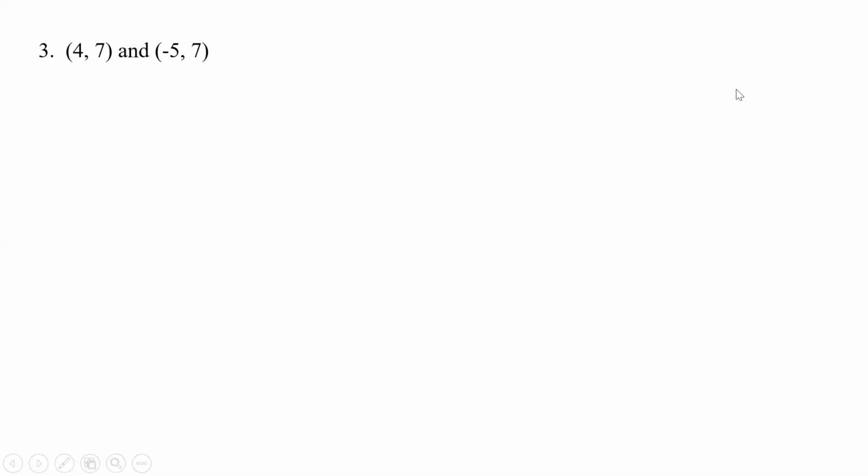And we'll come back here and we'll continue finding slopes. So again, now we have slope is equal to, now we'll take this one, 7 minus 7 over 4 minus a minus 5. Okay. Well, 7 minus 7 is 0 over 4 plus 5 is 9. Well, that's still 0. And so our slope is equal to 0.